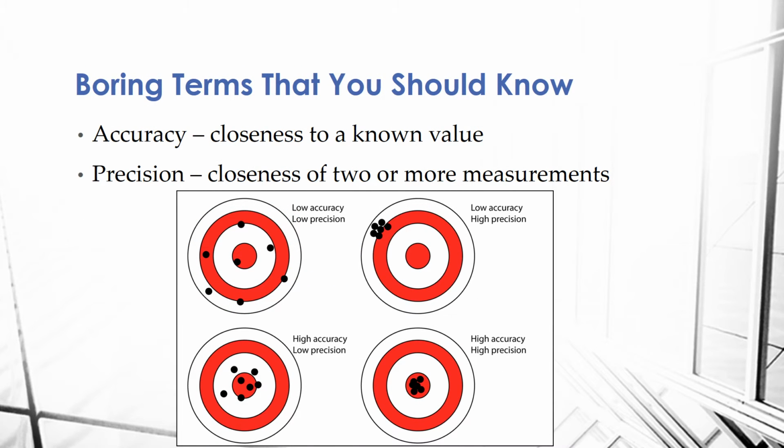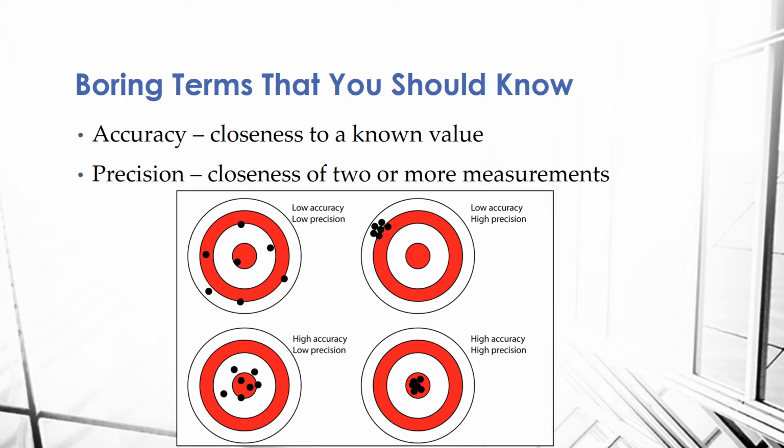The first two terms that we need to go over are accuracy and precision. So accuracy is the closeness of a value to the known value. This would be how close the measurements are to the center, or the bullseye in these examples. So if you look at that bottom right hand one, a lot of those bullet marks, I guess you'd call them, are really close to the center, right where they want them to be, so they're considered highly accurate.